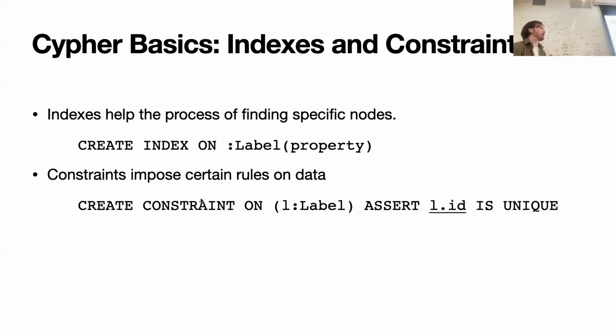We can also, in the same way that you do in relational databases, create constraints. So if we want all of our nodes of a particular label to have a primary key or a unique ID, we can create a constraint on nodes of that label and assert that the ID is unique. And so as we're creating the nodes in our database, this will allow us to maintain that there are no duplications.